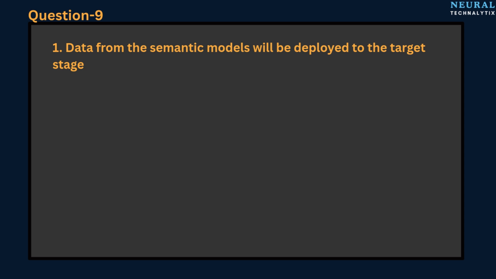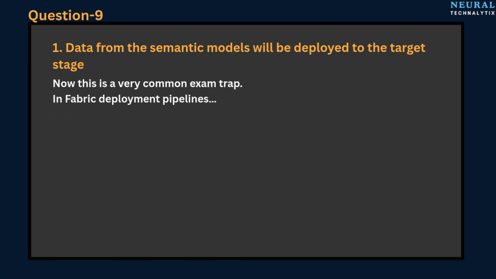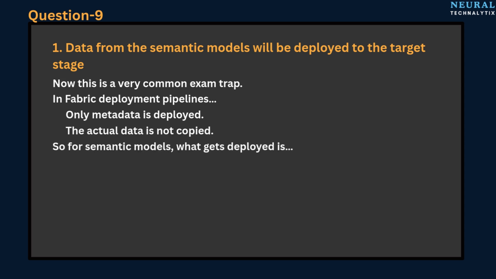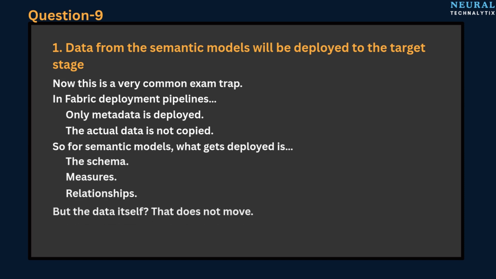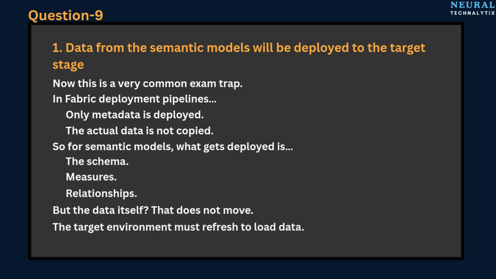Statement 1. Data from the semantic models will be deployed to the target stage. Now, this is a very common exam trap. In Fabric deployment pipelines, only metadata is deployed. The actual data is not copied. So for semantic models, what gets deployed is the schema, measures, relationships. But the data itself, that does not move. The target environment must refresh to load data. So the answer here is no.